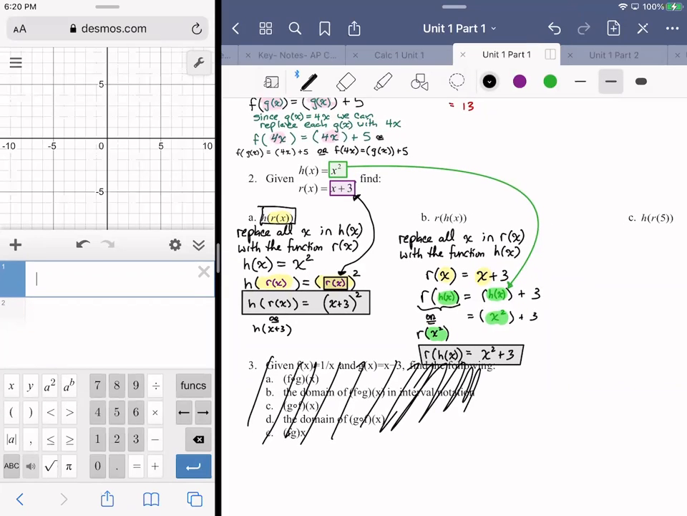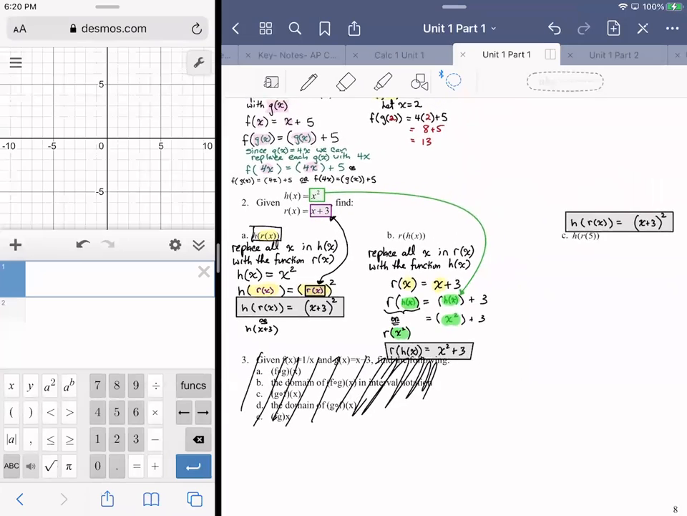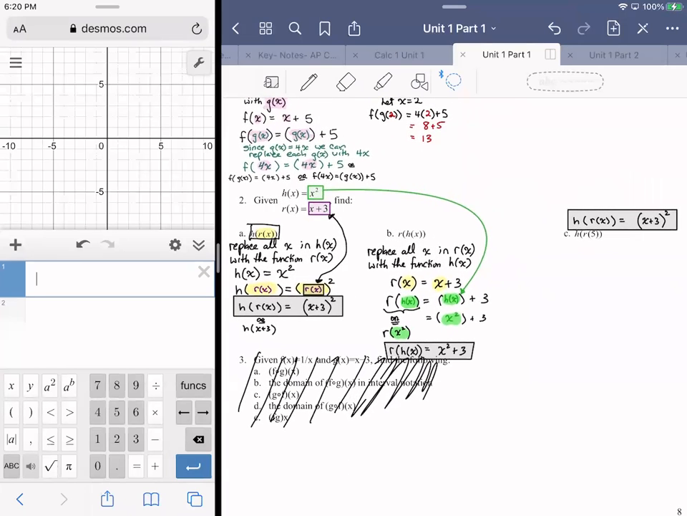Now, part C is telling us to find h of r of 5. All right. Well, we know what h of r of x is equal to. That's this expression here. h of r of x is equal to (x + 3) squared. Let me get rid of this stuff.